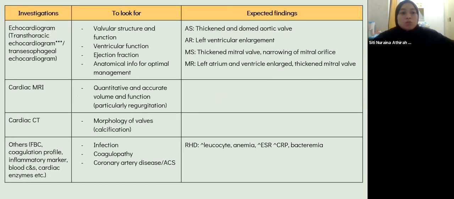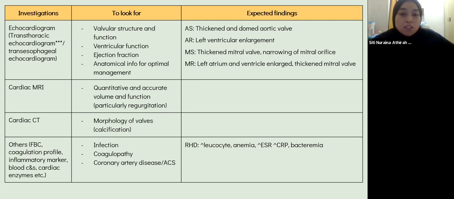We can also do echocardiogram. Basically, we have two, which are transthoracic echocardiogram or transesophageal echocardiogram. But the most recommended one is TTE, the transthoracic one, which is a diagnostic tool for VHD. Okay, we can look for valvular structure and function derangement, and then we can look for ventricular function, ejection fraction, and anatomical info for optimal management.